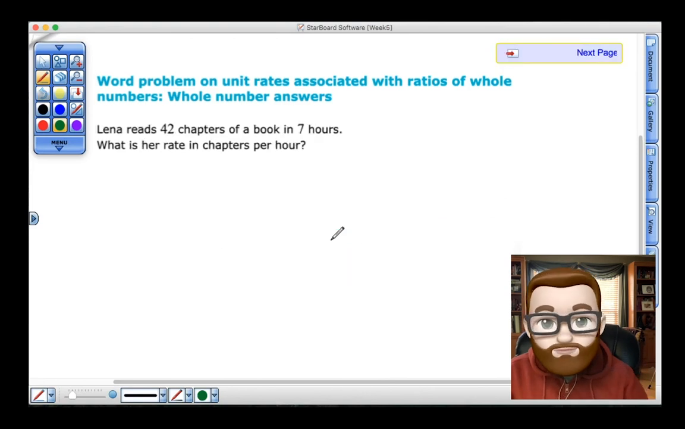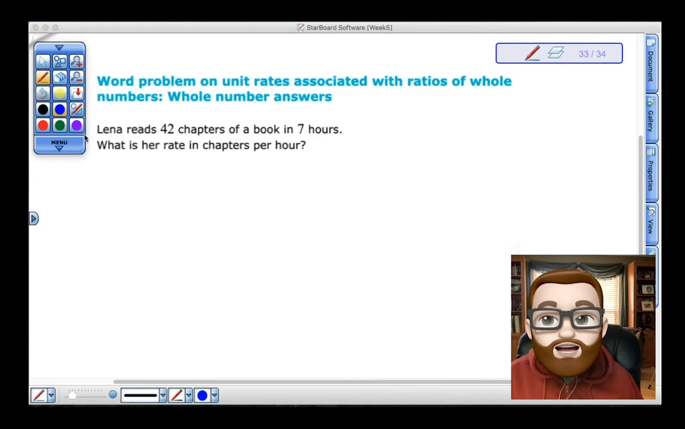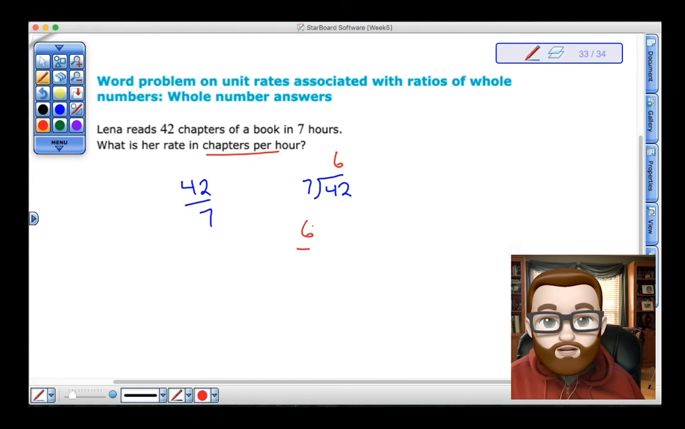Okay. Next problem. Lena reads 42 chapters of a book in 7 hours. What is her rate in chapters per hour? So if we have 42 chapters in a book she read in 7 hours, that is going to be written as a ratio, 42 over 7. We can also write that as 7 into 42. And when we go to divide that, the answer here is going to be 6. So again, the answer is going to show up as blank chapters per hour. You're going to put in 6 as your answer.